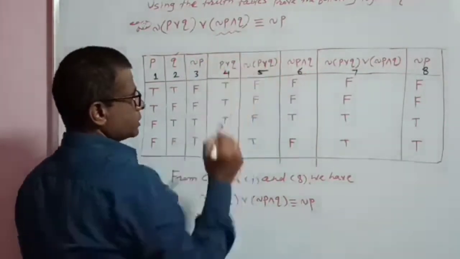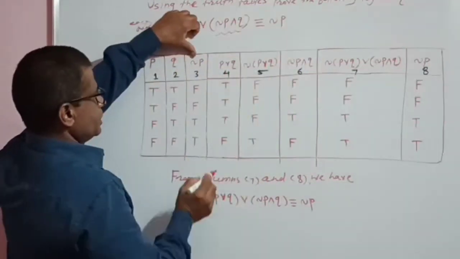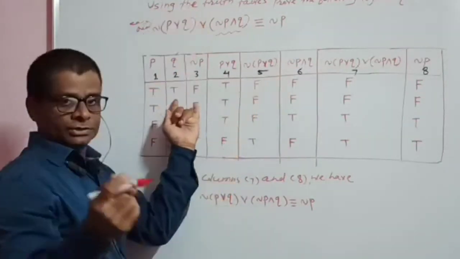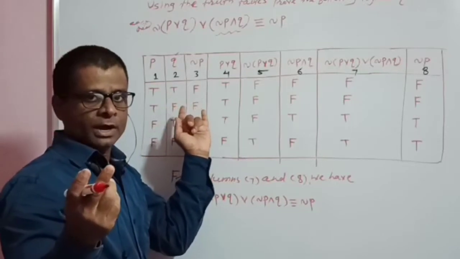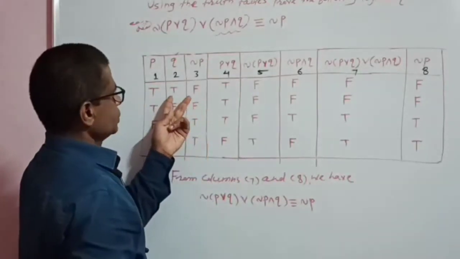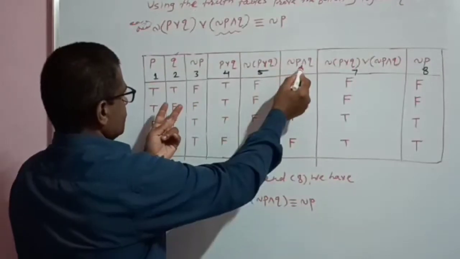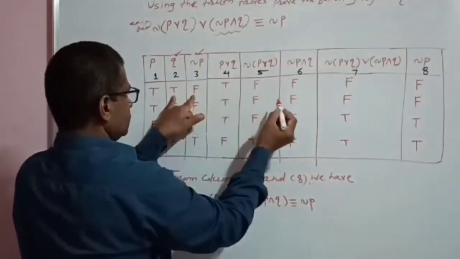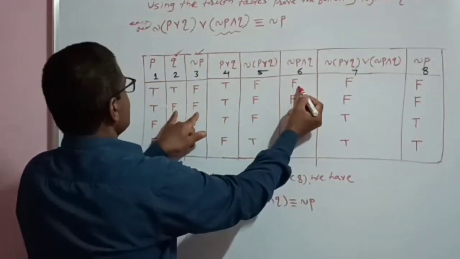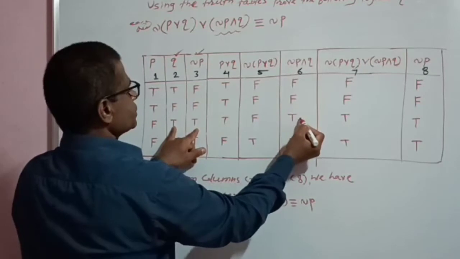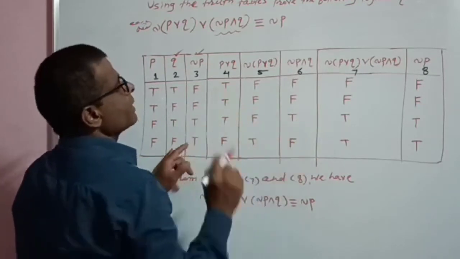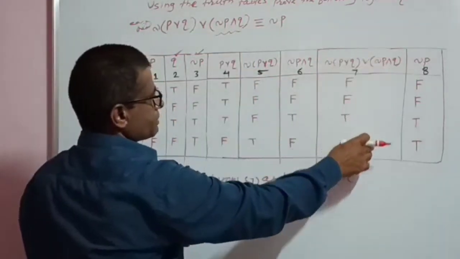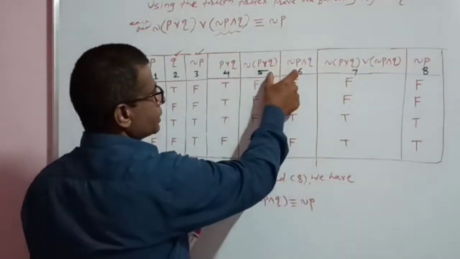Then take negation of P conjunction Q. So this is negation of P and this is Q. In between column number 3 and 2, the conjunction is there. The conjunction is true if both are true, and false in all other cases. So the conjunction between negation of P and Q: F conjunction T is F, F conjunction F is F, T conjunction T is T, T conjunction F is F. Then take the left hand side statement pattern. In between these two, the disjunction is there.